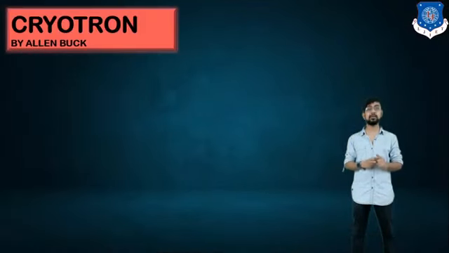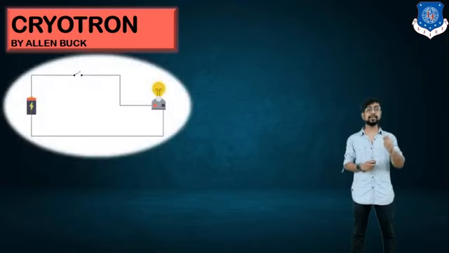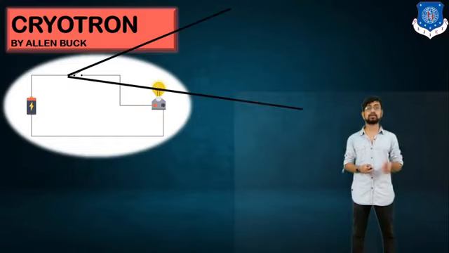Now we are moving to the next application, that is the cryotron. Before we start with the cryotron, let's understand some basic things. Take a simple application: we have a battery and a bulb that is glowing. In the middle we place a switch, or you can utilize a fuse here.